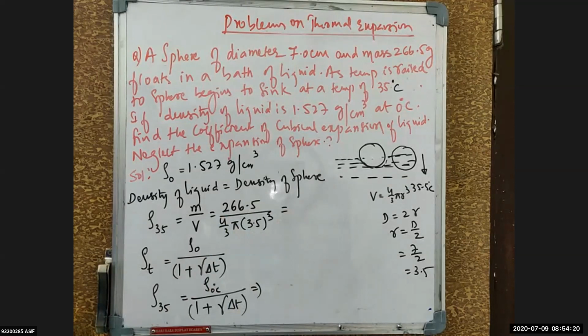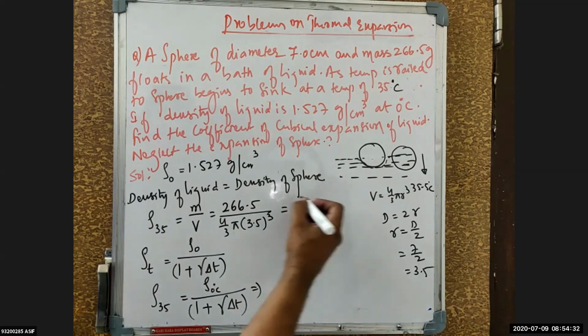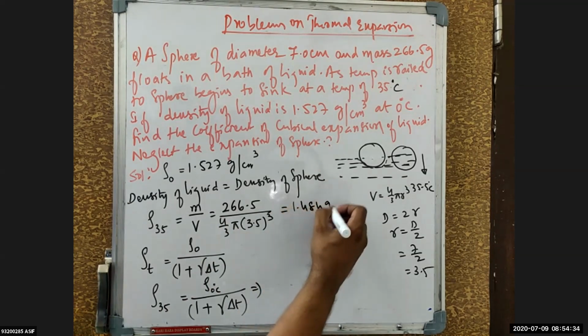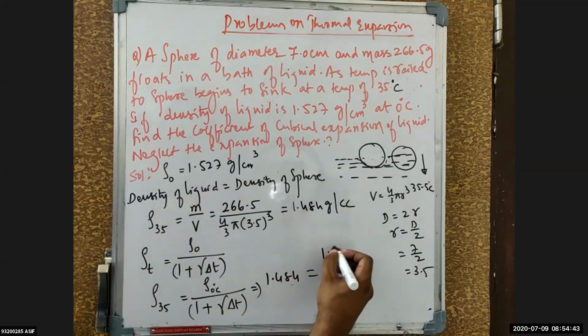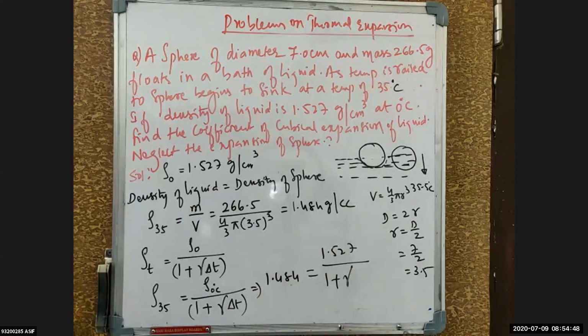We simplify this. I'm using the calculator. 266.5 divided by 4 by 3 into 3.14 into 3.5 into 3.5 into 3.5. It is giving approximately 1.484 gram per cc. So the density at 35 degrees is 1.484. That is equal to the density at 0 degrees centigrade, which is 1.527, divided by 1 plus gamma, which we need to calculate. The temperature difference will be how much? 35 minus 0 degrees centigrade.